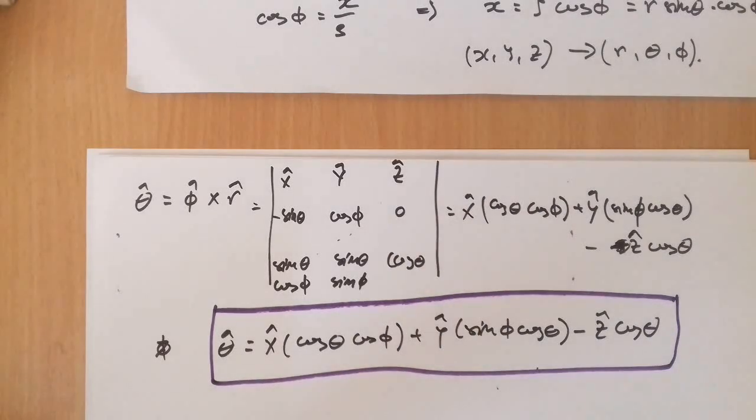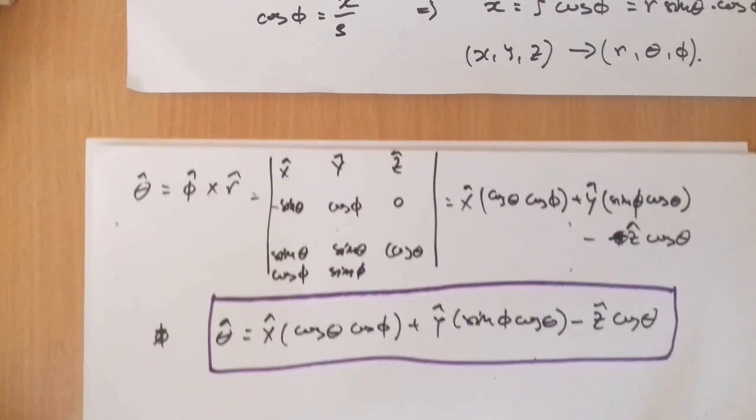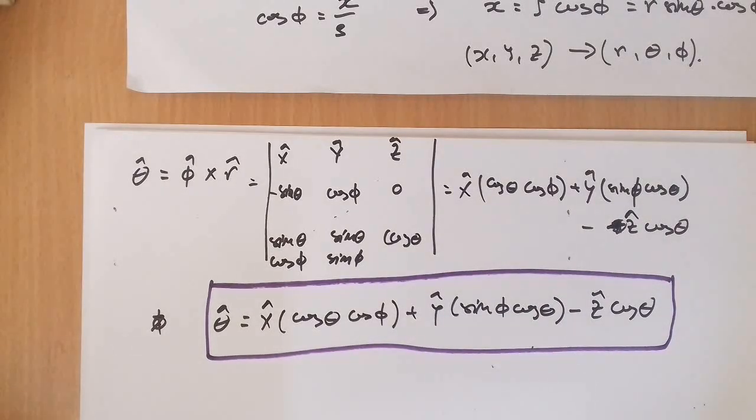I'm going to end this video now, because the next video may take a little bit long. We are going to find the partial derivatives of those unit vectors, because we need them when we compute the velocity and the acceleration in spherical coordinates.